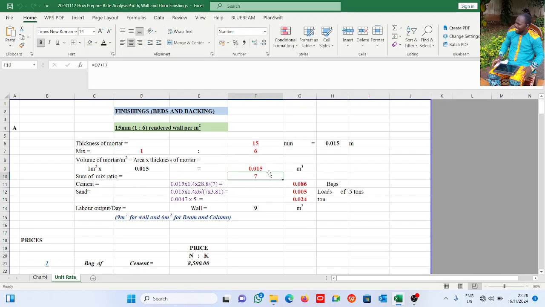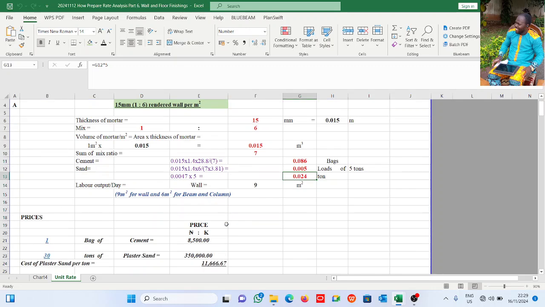Of course, we already know the cubic meter of the mortar content, that is the cement content and the sand content. Note how many bags of cement we have there, and the volume of sand we have also. This calculation has been done before: 0.015 times 1.4 times 28.8. Kindly refer to our previous video, part 2, part 3, thereabouts, which talk about these. We won't be spending time to talk about them again. We have 0.086 bags of cement, then for sand, 0.024 tons.